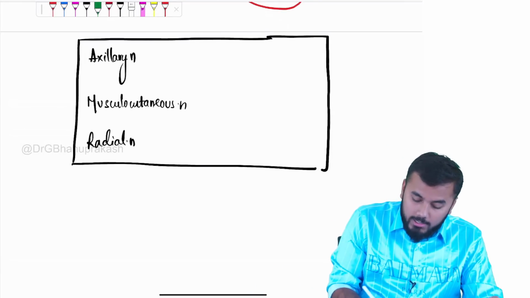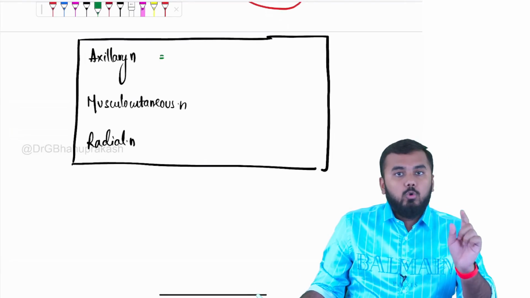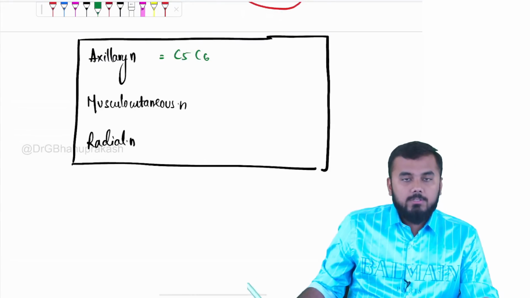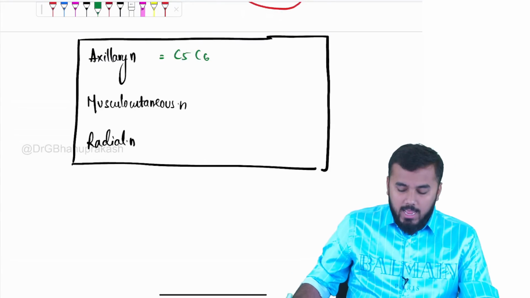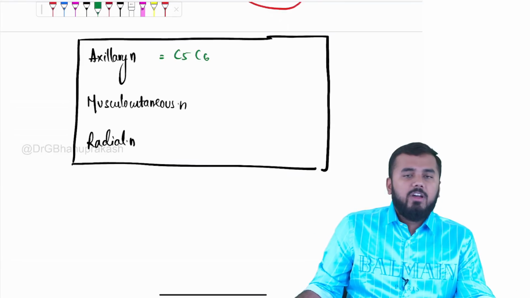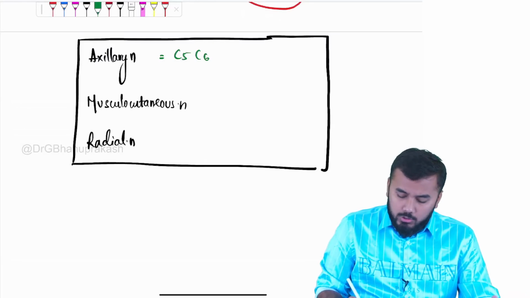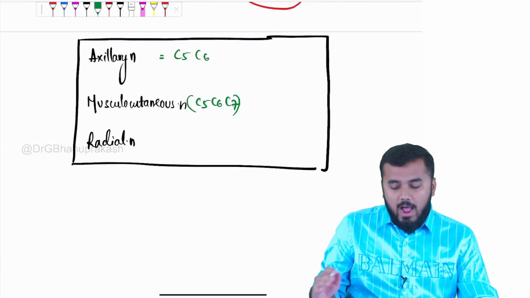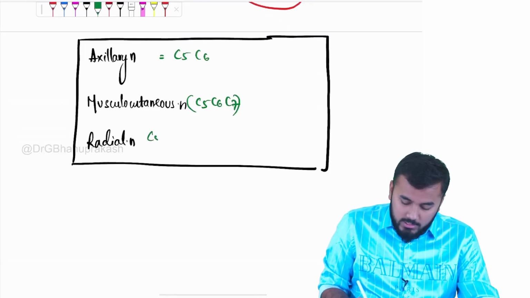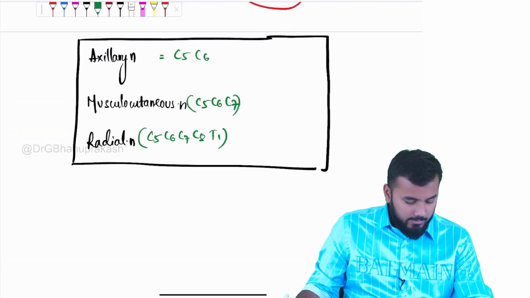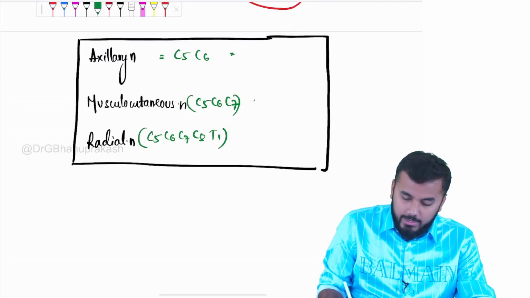And what did I tell you guys? I have also taught you that the root value of axillary nerve, I told you to remember that it is C5, C6. Okay, C5, C6. And I hope all of you know the numericals, right? After 5 and 6, what will come? 7. So C5, C6, C7 is your musculocutaneous nerve. After that, what will come? 8. So C5, C6, C7, C8 and T1. All this is the root value of your radial nerve.